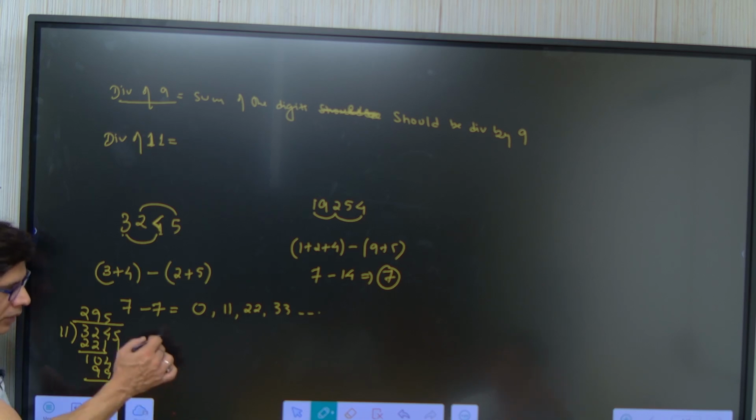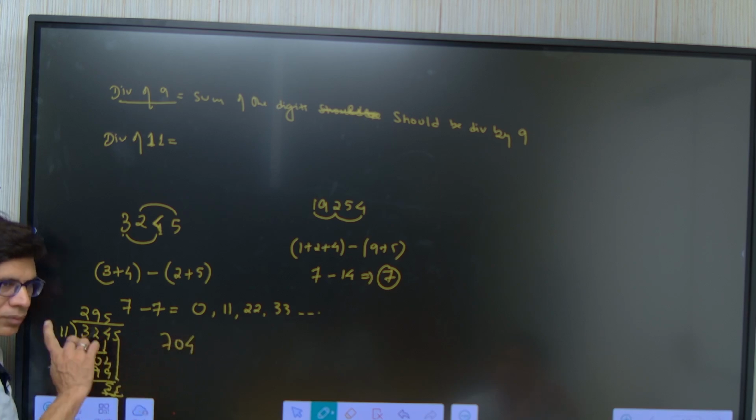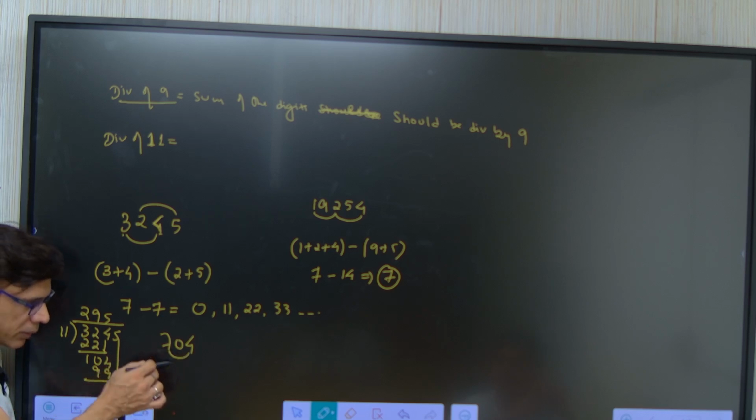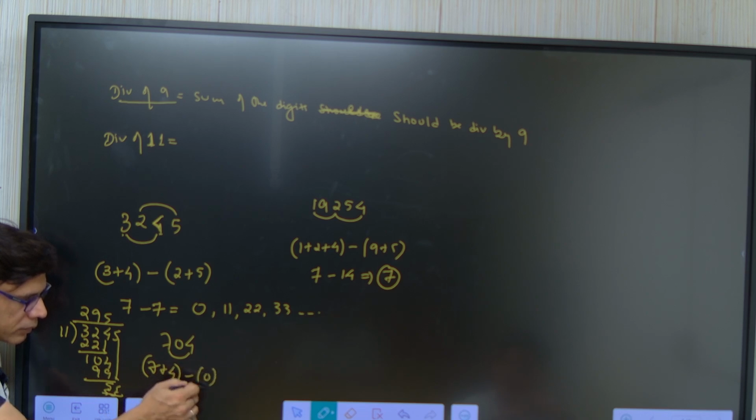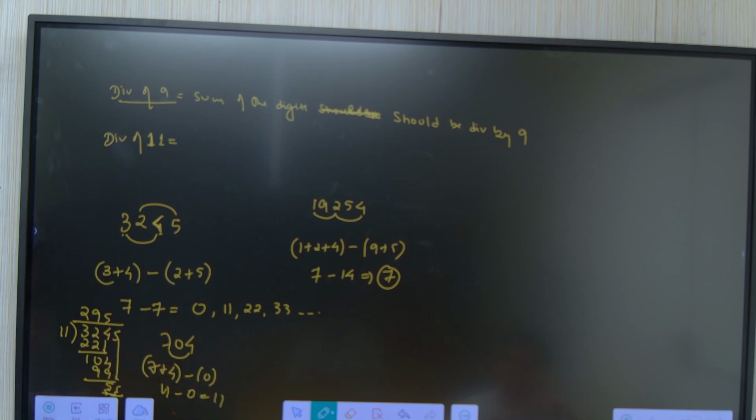So remember the number which you got, 704: 11 into 704 we got. Now look, digits which are at odd places is 7 plus 4, so 11 minus 0 is 11. That's why 704 is divisible by 11. There was no remainder. That's the reason.